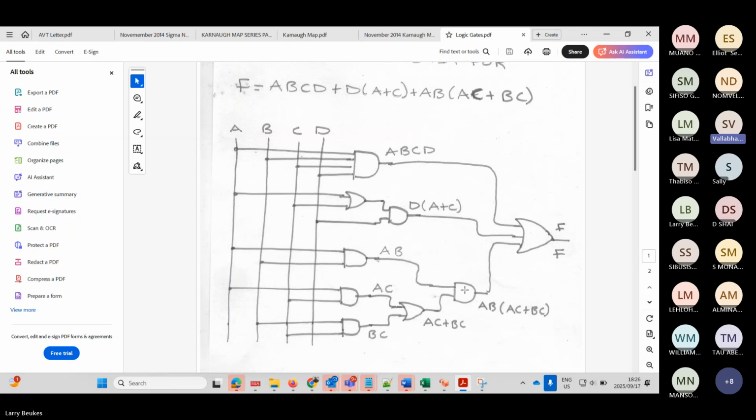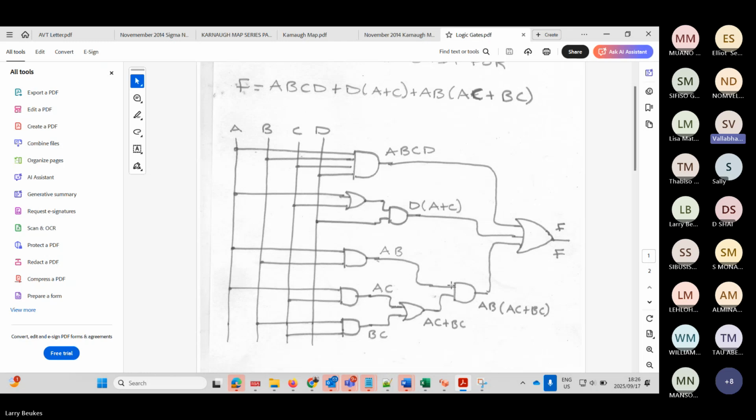Then take AC. That means the A input and C input should be ANDed. See here, the A input and C input should be ANDed. And BC also should be ANDed here. These two should be connected with an OR gate because there is a plus sign here. So always plus represents an OR gate. So both should be connected with an OR gate here. Then this A plus BC should again be ANDed with AB here.